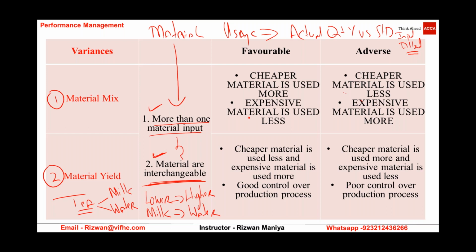So interchangeable means that one ingredient, if used in a lower quantity, will be compensated by the other ingredient used in a higher quantity. So yes, you need to remember, friends, that when more than one material input is used and the materials are interchangeable, then we work out mix and yield, which means we break material usage variance into mix and yield.